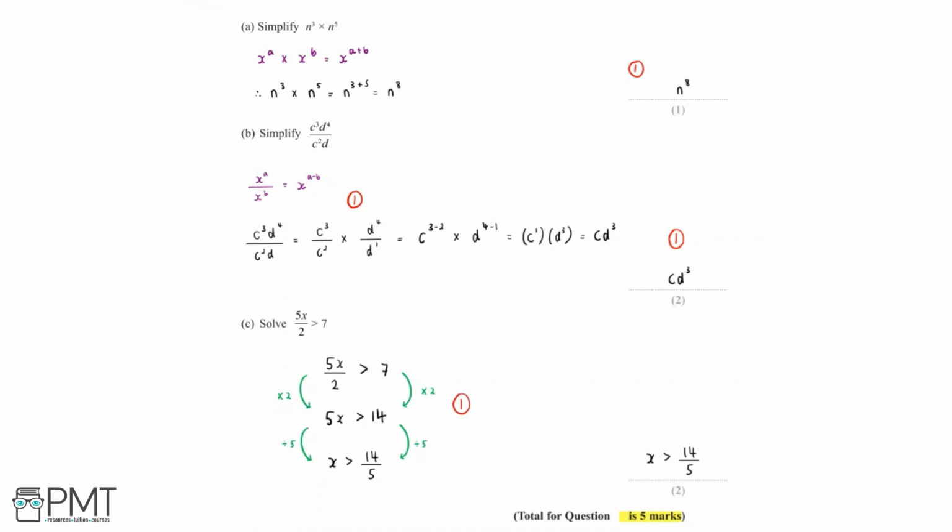And we get the fifth mark for dividing both sides by 5 and for getting the final answer in part C that x is greater than 14 over 5, allowing us to get the full 5 marks needed in this question.